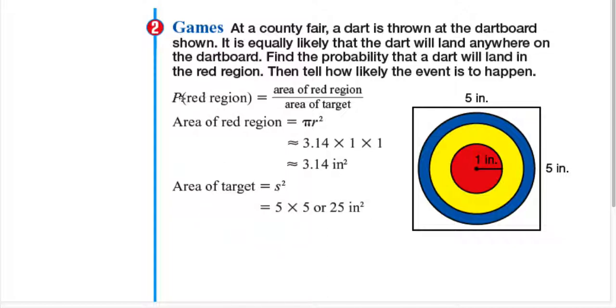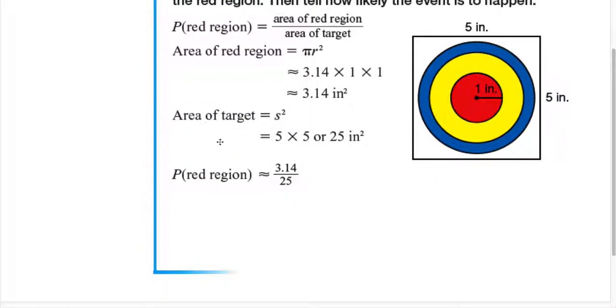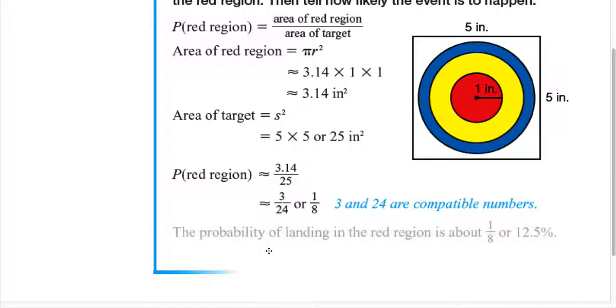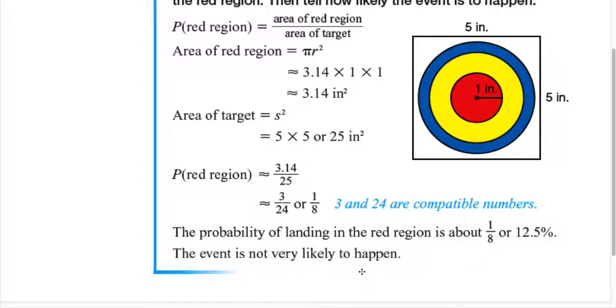So the probability of it landing in the red region, after we substitute 3.14 and 25, would be equal to 3.14 over 25. That's about 3 over 24, or around 1/8. We use compatible numbers to simplify 3.14 over 25; we're simply estimating. So the probability of landing in the red region is about 1/8, or 12.5%. And according to what we learned in the past about theoretical probability, with a probability of 1/8, the event is not very likely to happen. And that's how you solve that particular problem.